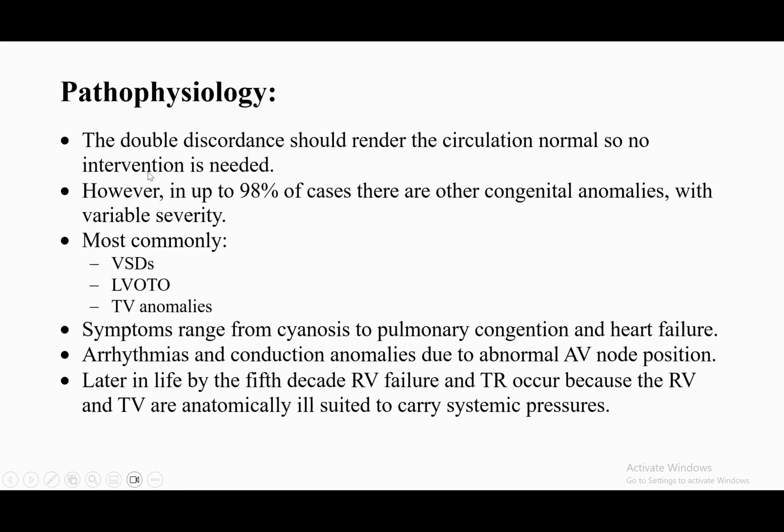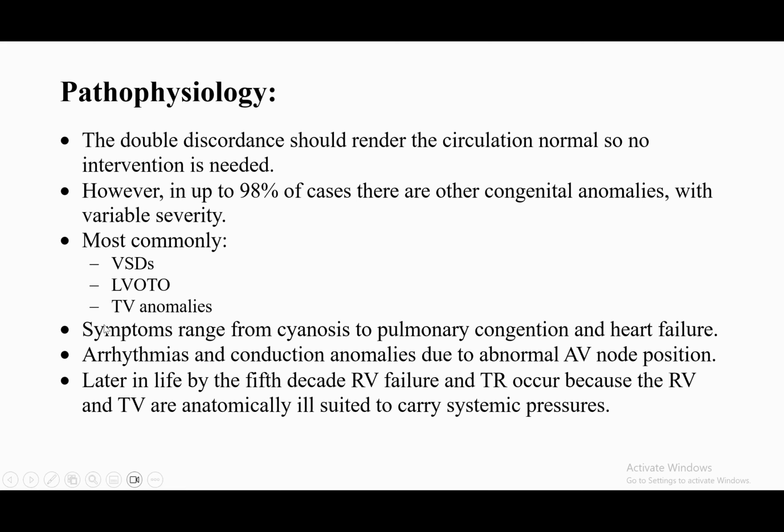The pathophysiology: the double discordance should render the circulation normal, so no intervention is needed, theoretically. However, or usually, not theoretically, usually no intervention is needed. However, in up to 98% of cases, there are other congenital anomalies with variable severity. So usually, these other anomalies are the ones that are addressed. Mostly VSDs, so we need to close the VSDs. A ccTGA with a VSD is like a VSD, the same pathology. An LVOT obstruction is like a left-sided obstructive lesion.